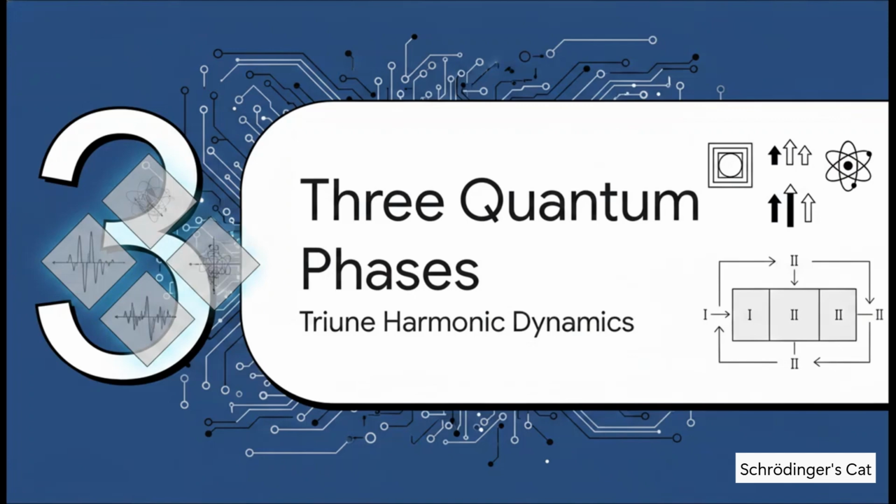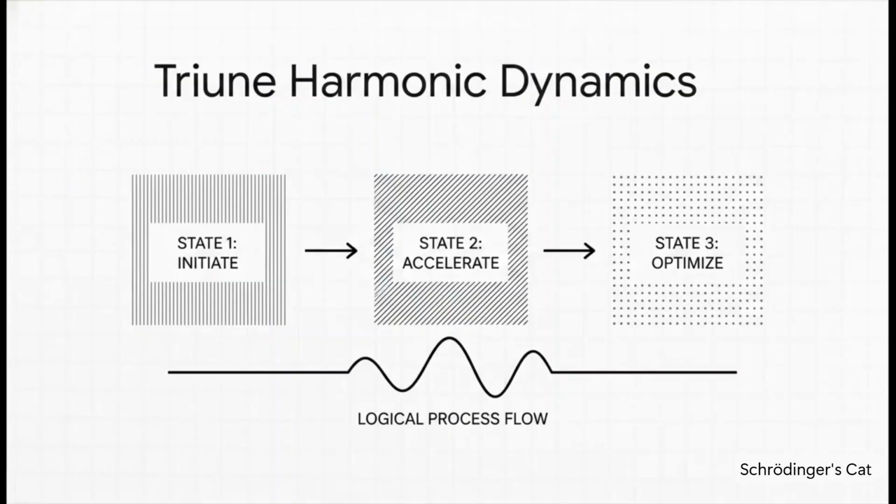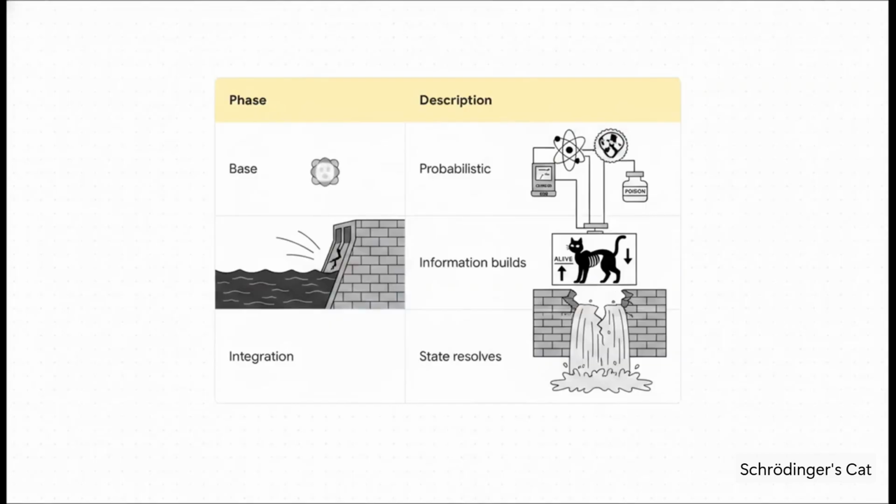Okay, moving into section 3, the three quantum phases, or triune harmonic dynamics. To map this whole process out, Kevin L. Brown developed what he calls the THD framework. That stands for triune harmonic dynamics. Now, don't let the big words scare you. Triune really just means consisting of 3 parts. So we are simply looking at 3 distinct system states. It's kind of like a simple 3-step process that completely strips away all that old magic and replaces it with rock-solid, step-by-step logic. So let's walk through these 3 phases in action.